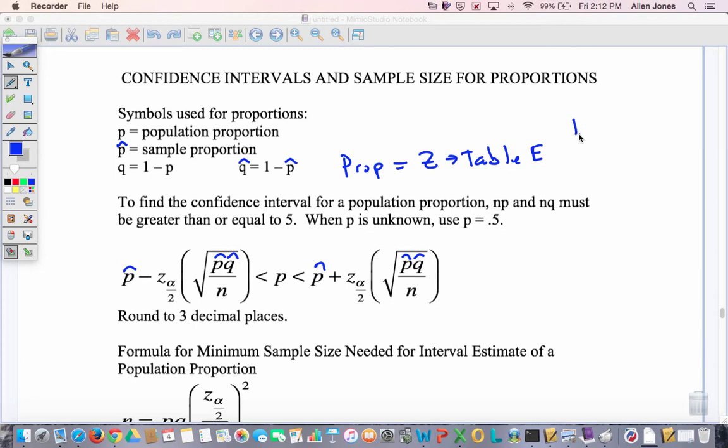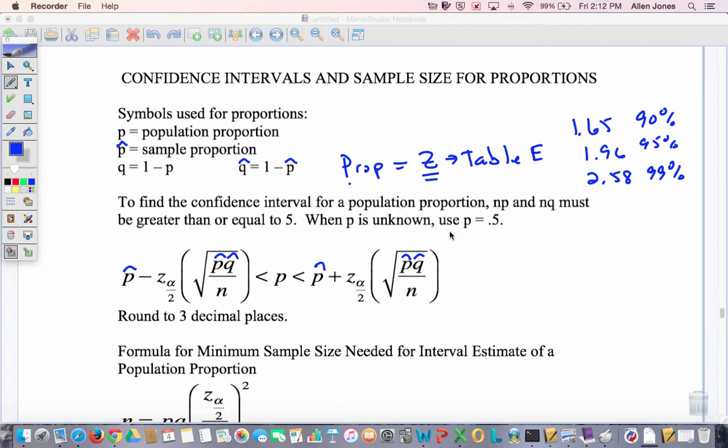So those are the 1.65, the 1.96, the 2.58 that we've become accustomed to: 90%, 95%, and 99%. Those are the three most common ones. Obviously, we can find others by using our table, but those are the three common ones we will use. Bottom line, for all of our proportions, we use a z-score. Other than that, everything else here is pretty self-explanatory.